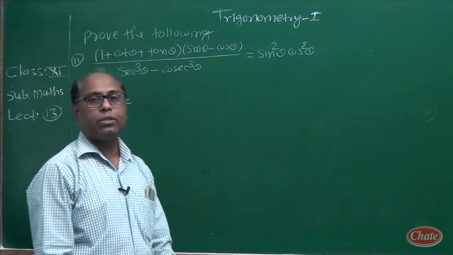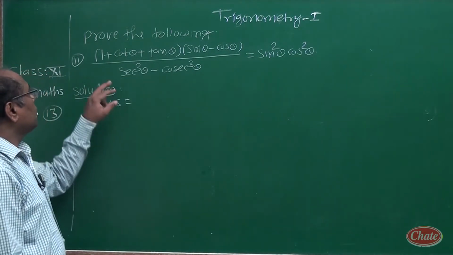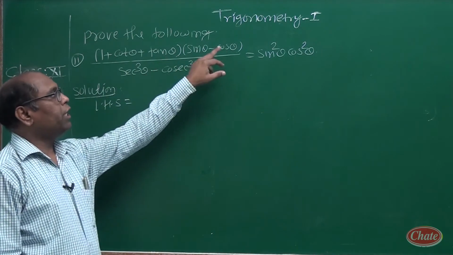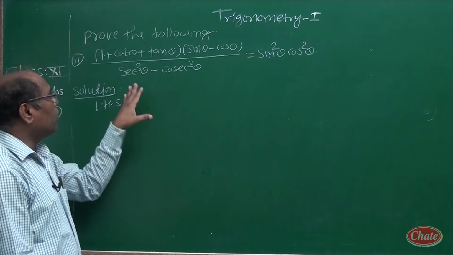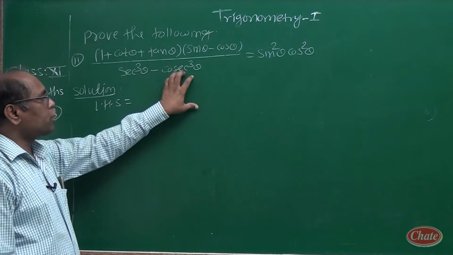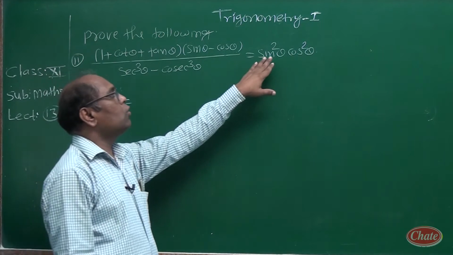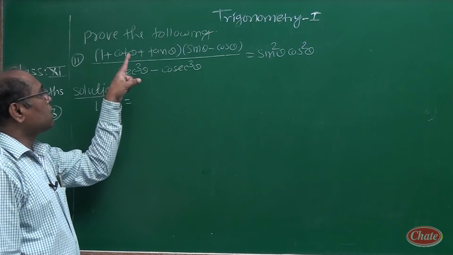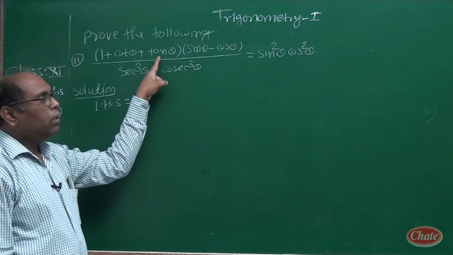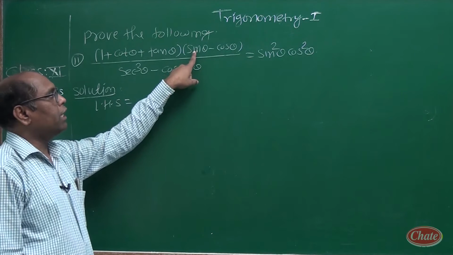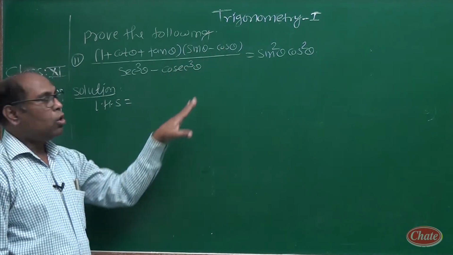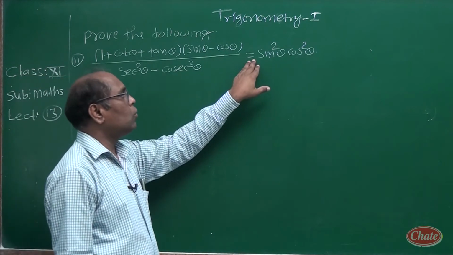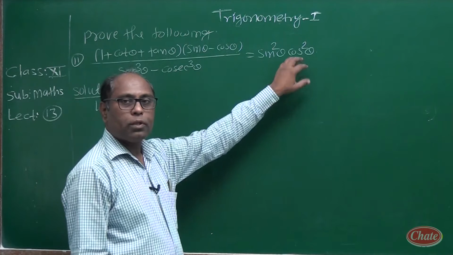Okay students, here is the next question. We have to prove that 1 plus cot theta plus tan theta into sin theta minus cos theta, whole divided by sec cube theta minus cosec cube theta, is equal to sin square theta cos square theta.